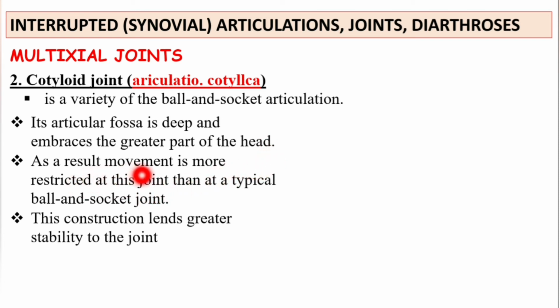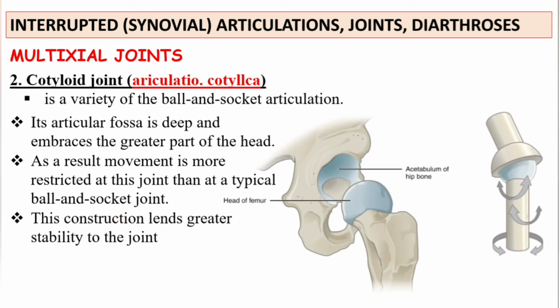As a result, movement is more restricted at this joint than a typical ball and socket joint. This construction lends greater stability to the joint, right? So here is the hip joint. You can see the articular fossa. It has a special name called acetabulum, right? Acetabulum of the hip joint, or acetabular fossa. And this is the head of the femur. It gets in, right? Okay.